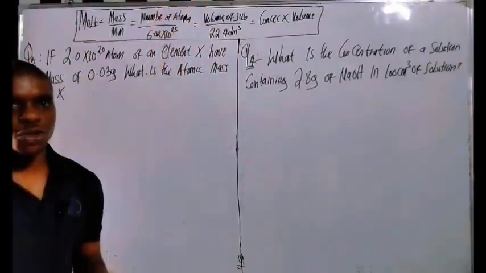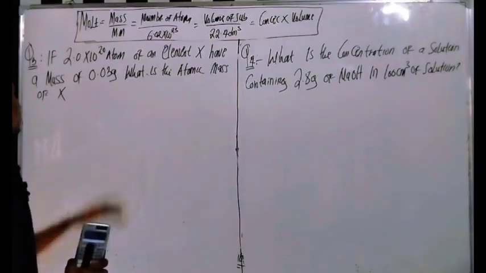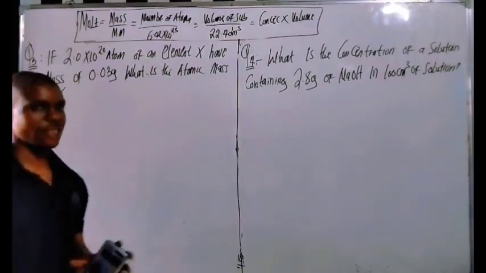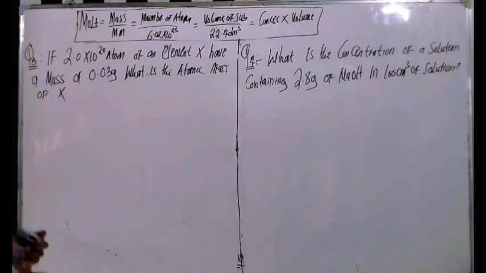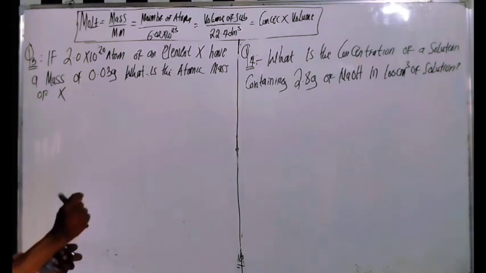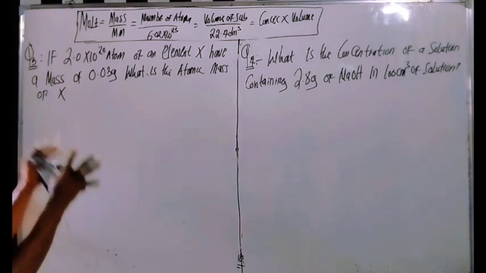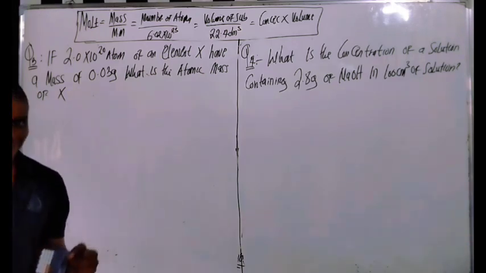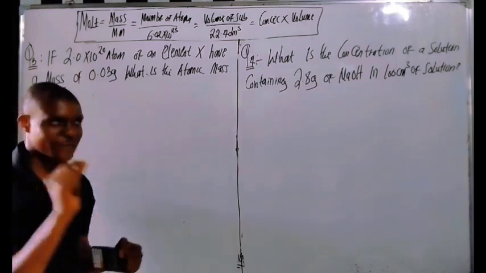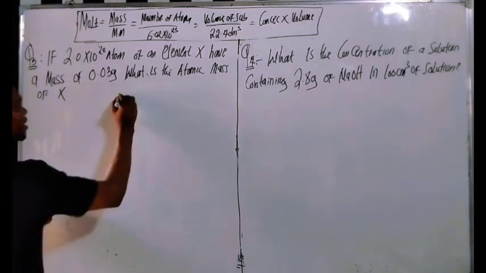So let's go about question 3 and question 4. Let's explain here. If 2.0 × 10^20 atoms of an element have a mass of 0.03 gram, what is the atomic mass? So how do we solve this problem?